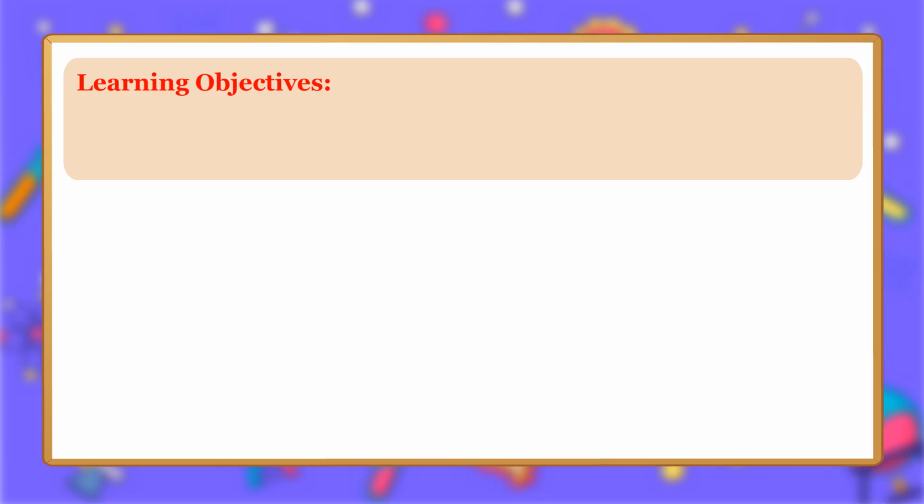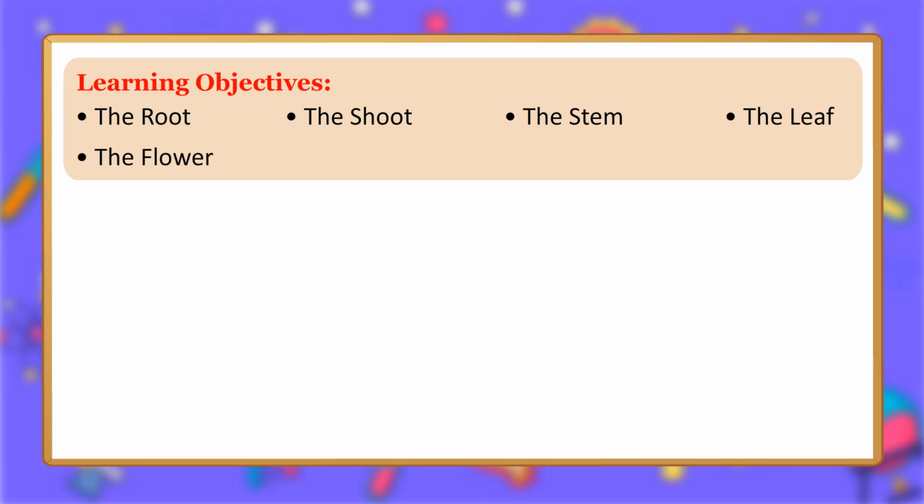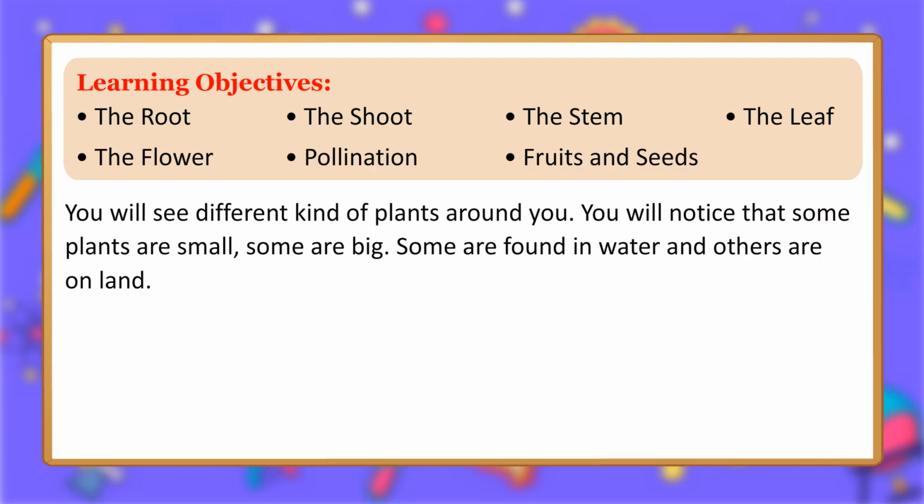Know about plants. Learning objectives: the root, the shoot, the stem, the leaf, the flower, pollination, fruits and seeds. You will see different kinds of plants around you.